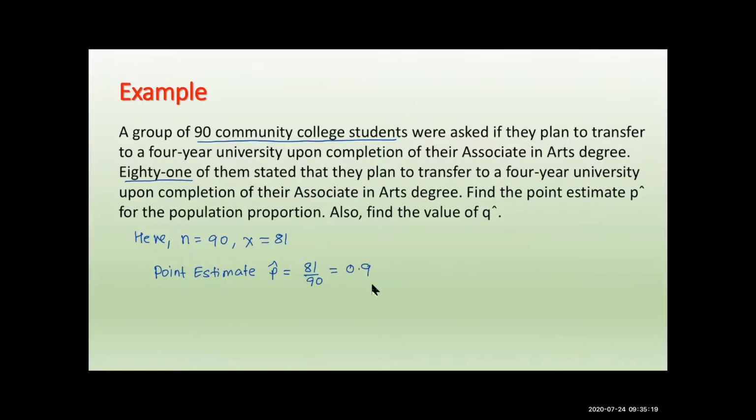So if you want to predict the true proportion, it will be 0.9 plus something or 0.9 minus something. So that's your point estimate P hat. Once you have P hat, you can easily calculate Q hat, because you know that Q hat is 1 minus P hat. 1 minus 0.9, or that is 0.1. That's your Q hat. So we got the point estimate 0.9, so the Q hat is 0.1.